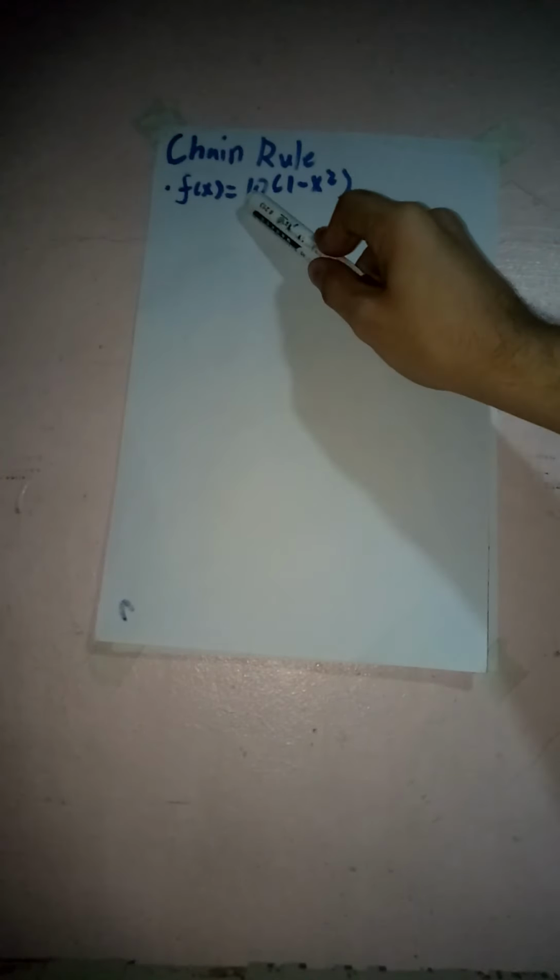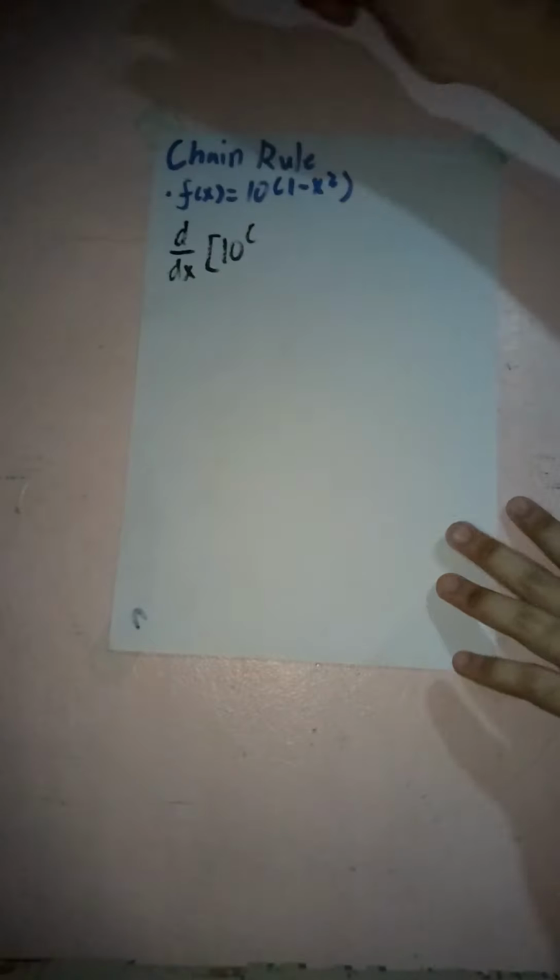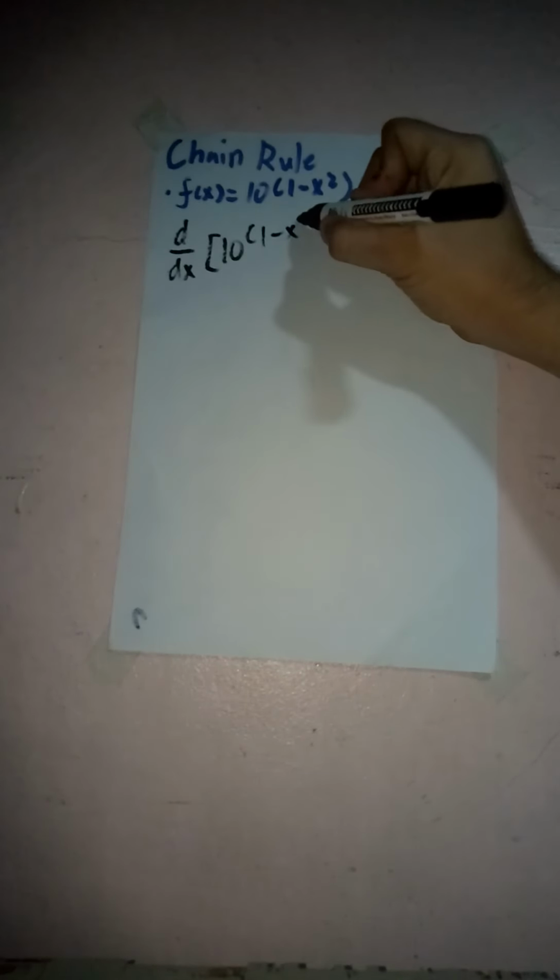So my first topic is about chain rule. The question given to me is f of x equals 10 raised to 1 minus x squared. So first we are going to write it, the d/dx of 10 raised to 1 minus x squared.